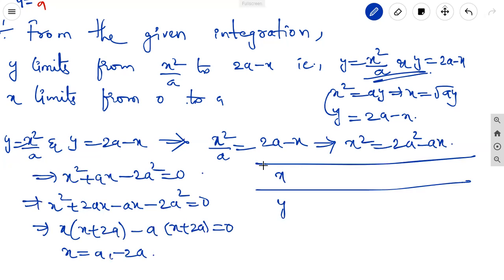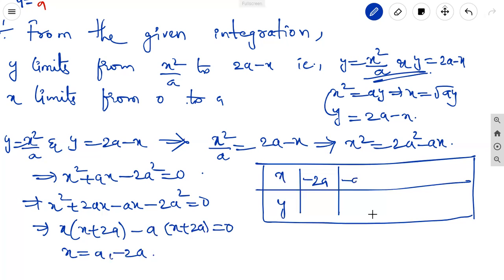Now we can take the x and y limits. Here x values, we can take minus 2a, minus a, 0, a, 2a. Write in y equal to x squared by a. Minus into minus is plus, so 4a squared by a is 4a. A squared by a is a. 0 by a is 0. A squared by a is a. 4a squared by a is 4a.